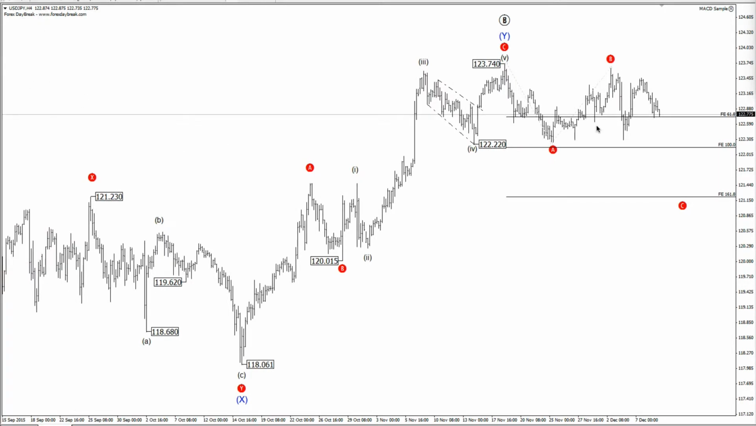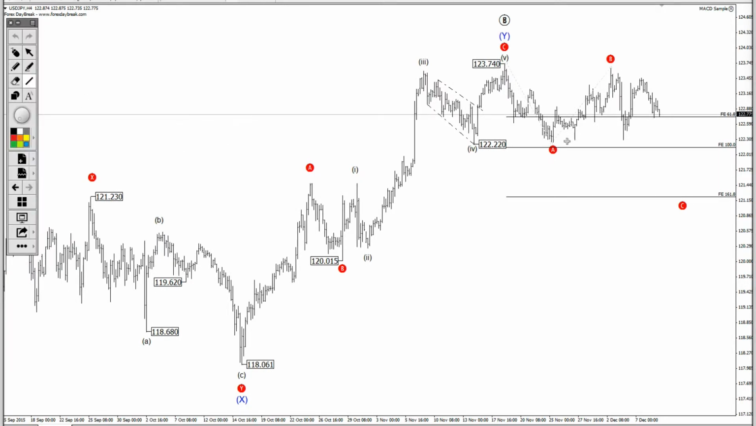Let's draw it here. Perhaps actually I have labeled ABC, but perhaps this can be labeled as WXY, since we have a 3-wave structure as our A wave, now a complex looking B wave. So perhaps we can expect a 3-wave structure out of this C wave as well. Another possibility is that we are dealing with a flat correction. This would make the downside quite limited, near the low of the A wave.